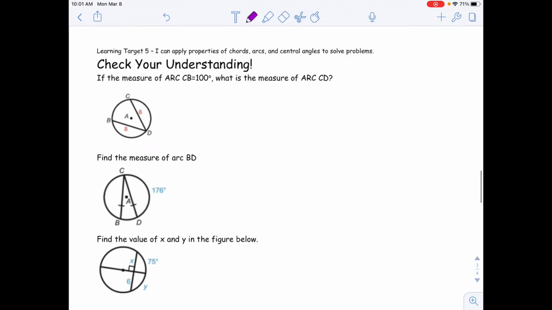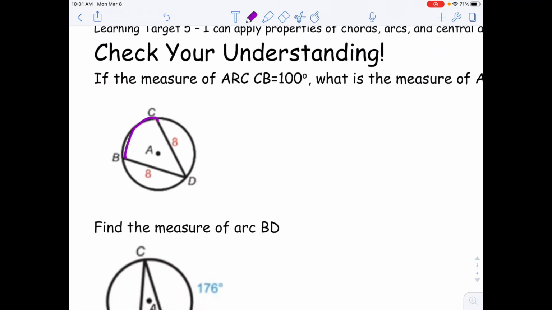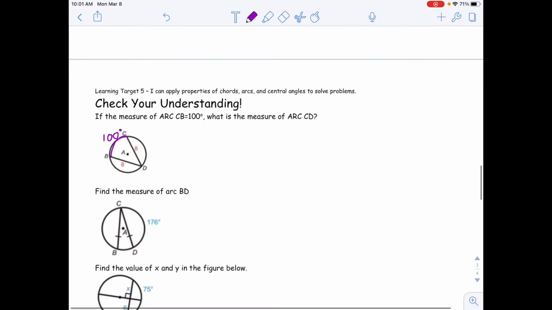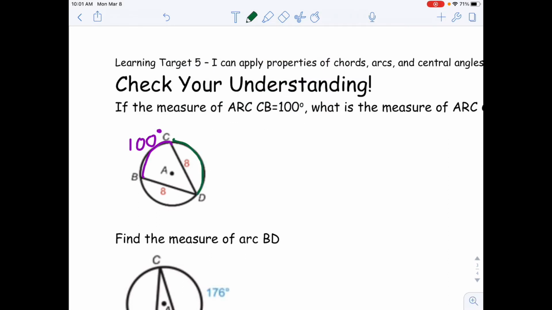So if the measure of arc CB is 100, what is the measure of arc CD? We need this arc as a question mark. However, notice how CD and CB are congruent chords. Thus, arc CD is congruent to arc BD. Oops, I meant to write BD right there. Brain fart.